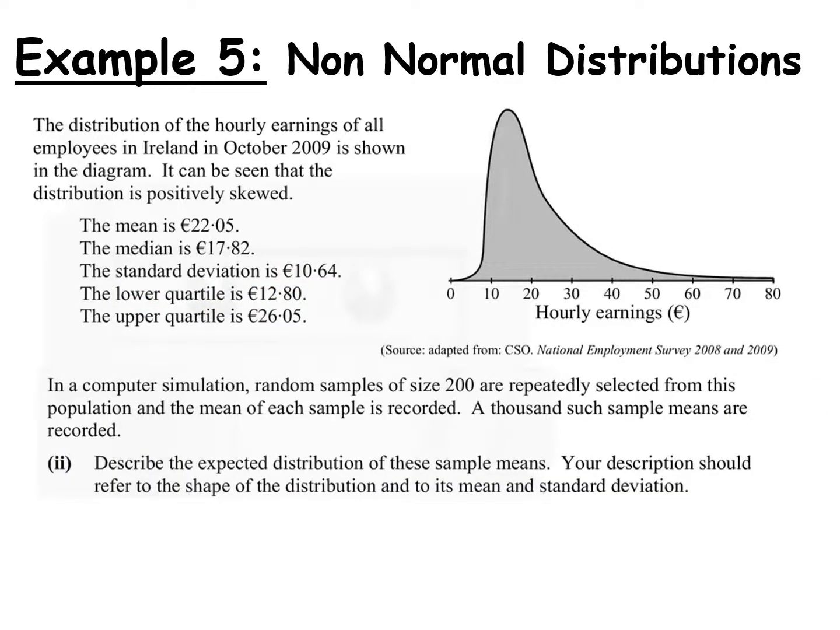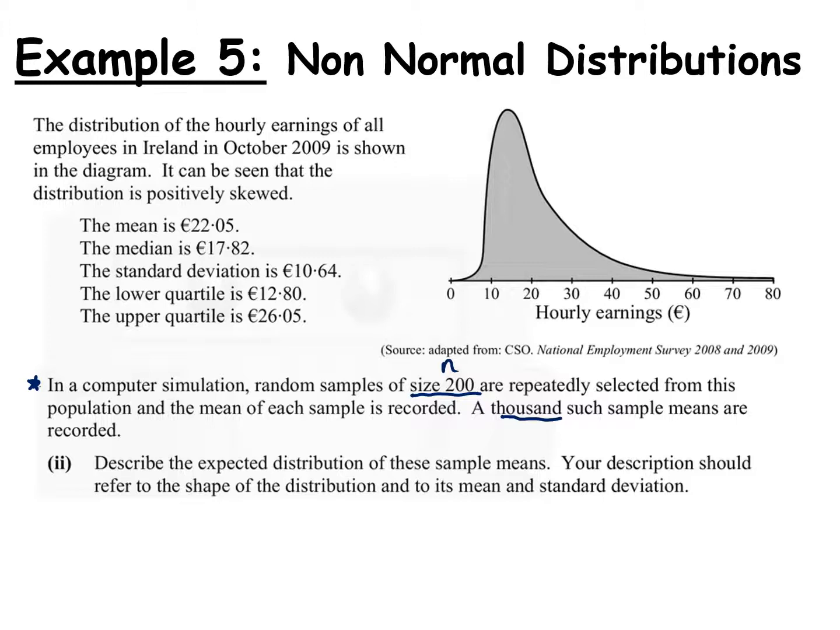So the second part of this question, I've left the top part there because it's important. So in a computer simulation, random samples of size 200, so I'm always on the lookout for things to label. So size 200 are repeatedly selected from this population, and the mean of each sample is recorded. 1,000 such sample means are recorded. So each sample is n, and there are 1,000 sample means. Okay, so there are random samples of size n and 1,000 such samples. That's important. Describe the expected distribution of these sample means, and your description should refer to the shape of the distribution and to its mean and to its standard deviation.